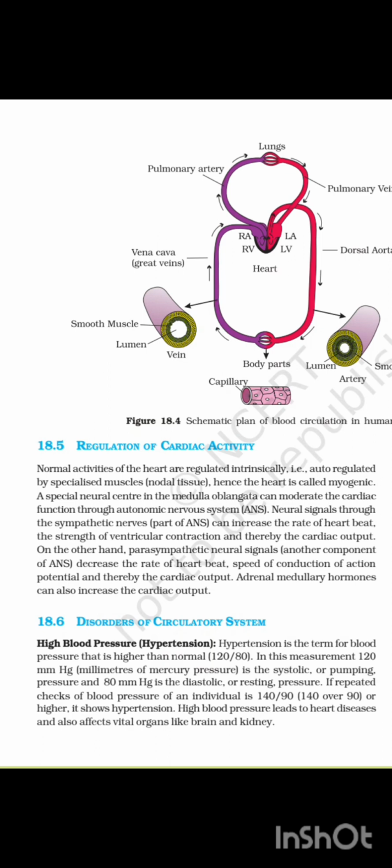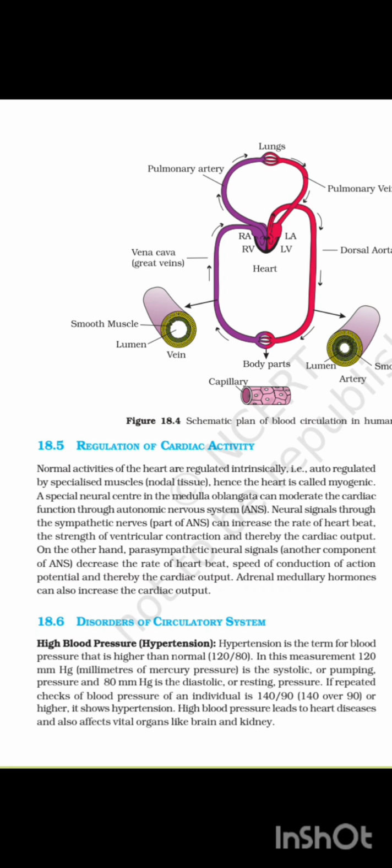18.5 Regulation of cardiac activity. Normal activities of the heart are regulated intrinsically, auto-regulated by a specialized muscle nodal tissue. Hence the heart is called myogenic. A specialized neural center in the medulla oblongata can moderate the cardiac function through the autonomic nervous system (ANS).